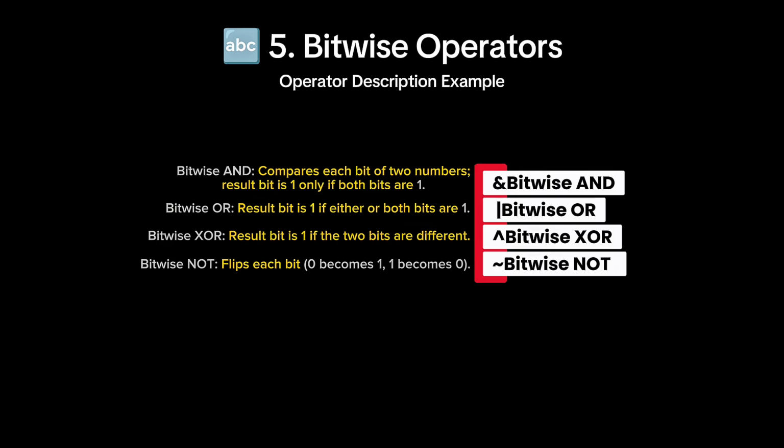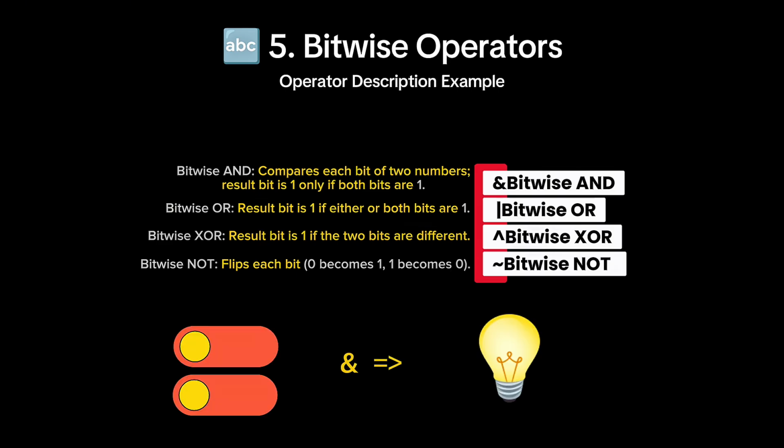Think of each bit as a tiny light switch. AND means the light turns on only if both switches are on. OR means the light turns on if at least one switch is on. XOR means the light turns on if only one of the two switches is on, but turns off if both are on. NOT simply flips every switch. The ones that were on turn off, and the ones that were off turn on.